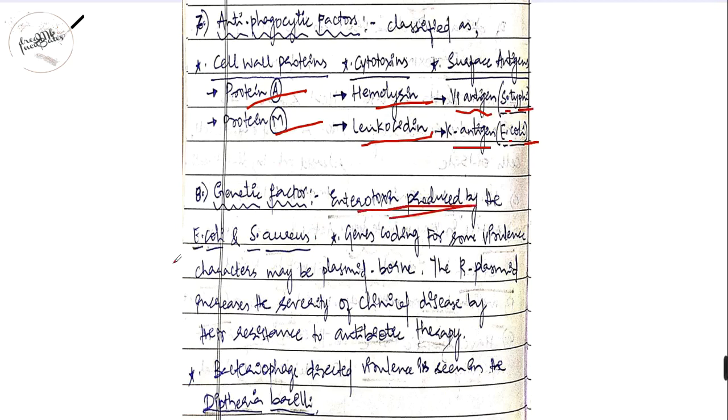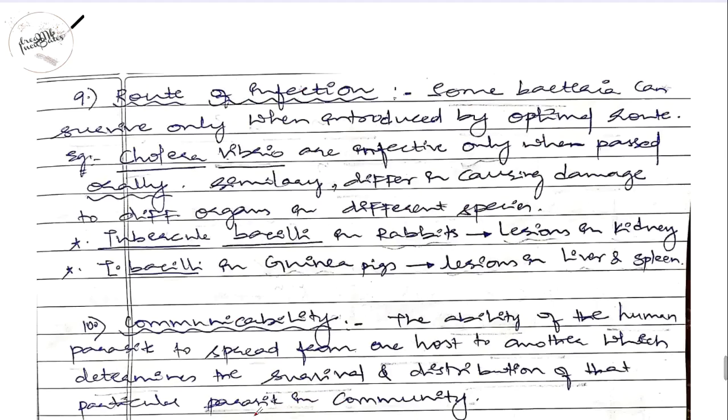Now, the genetic factors as virulence factors. Enterotoxin is produced by E. coli and Staph aureus. Here, the gene coding for some virulence character may be plasmid borne. The R plasmid increases the severity of the disease by resistance to antibiotic therapy. The bacteriophage-directed virulence is seen in diphtheria bacilli.